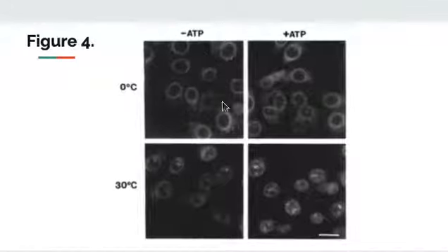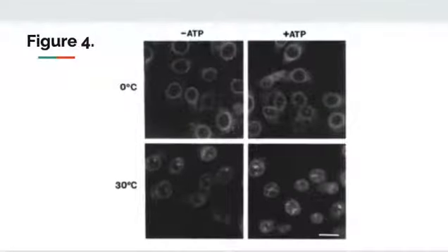So as you can see, at 0 degrees Celsius in these two panels, this one is without ATP and this one's with ATP. Incubation with the purified binding factors at this temperature restricted accumulation of APC-NLS to the nuclear envelope. But with addition of ATP, it resulted in a small amount of internalization, as you can see in some of them with the little dots inside, but there's still weak fluorescence in the nucleoli.